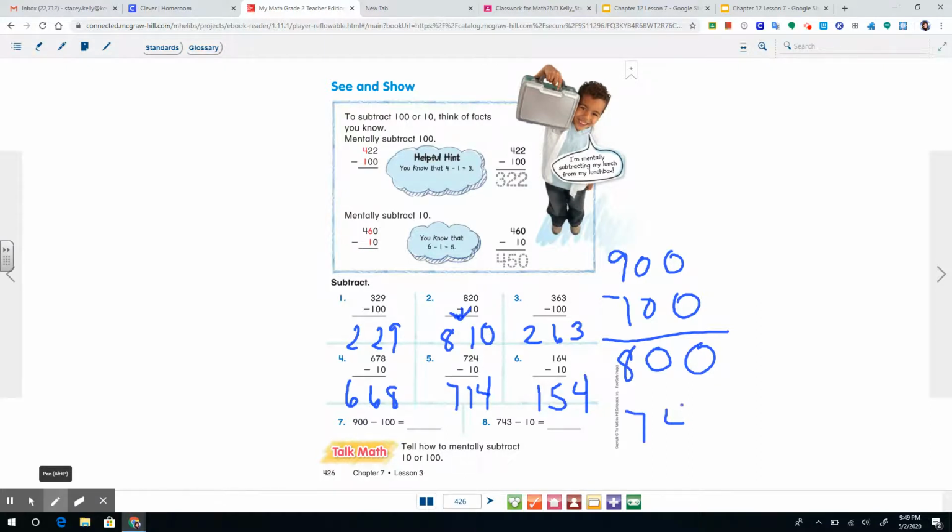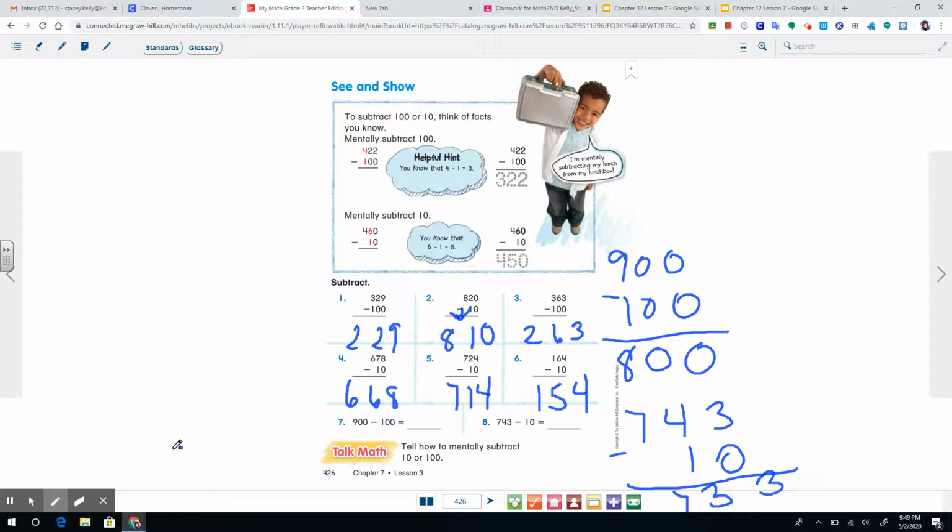Okay, 743 minus 10. 3 minus 0 is 3. 4 minus 1 is 3. 7 with nothing under it is 7. All right, let's go ahead and move on to the next page.